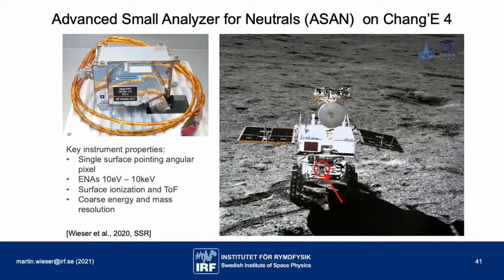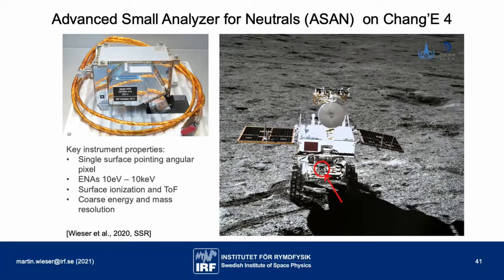And this is how it looked. The Chang'e 4 mission has a rover called Yutu-2. On this rover, the ASAN instrument is mounted on the front side, looking at a spot on the surface in front of the rover. As the rover moves around, different surface areas can be inspected, and the rover also has different orientations relative to the impinging solar wind.